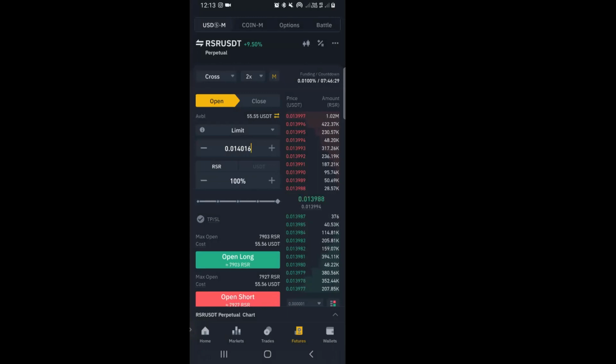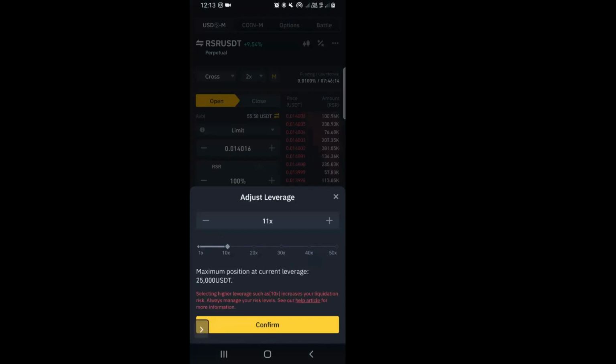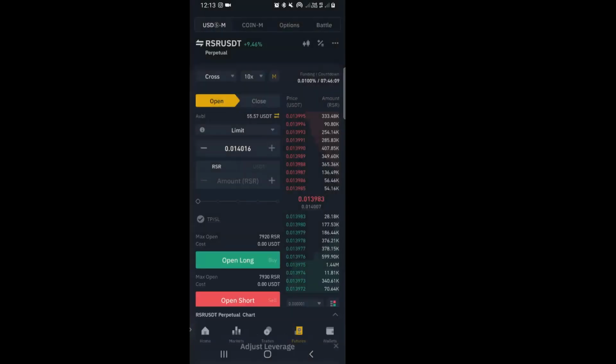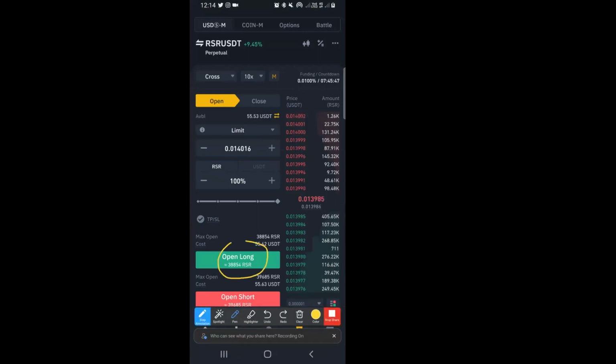If you see now, that is 2 times the former one, which will give me 79. If I now go to 10x, we call it a multiplying factor. From that 7,900, let's slide to 100 now. You will see I can afford 38,710 pieces of this coin for just 10x.